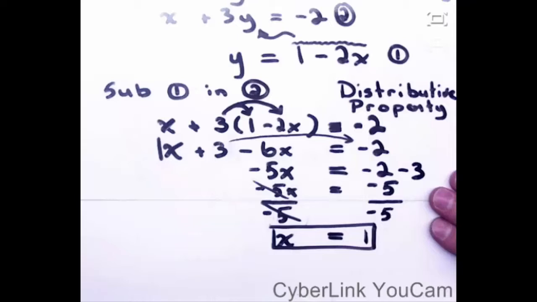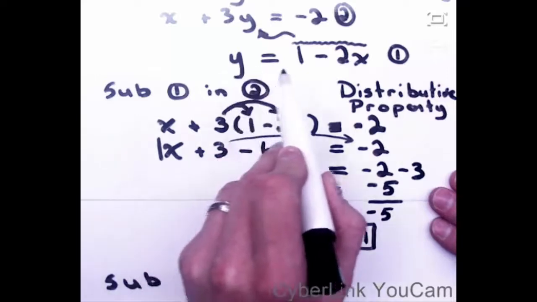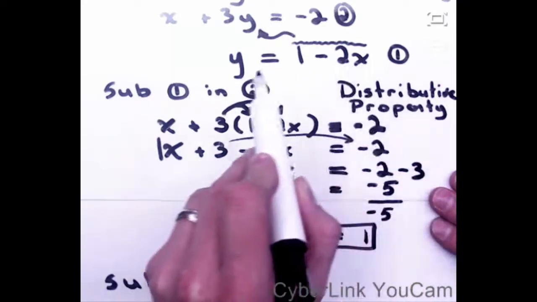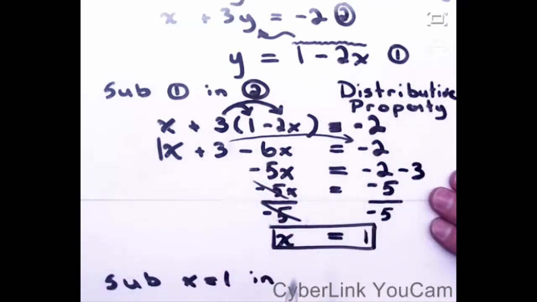When you do substitution, the goal is to find the x value and the y value. All right. So you need a second substitution. You're going to sub x equals 1, which was one answer, and you'll put it into the equation that has the y by itself. And that makes your life easier, which happens to be this one here. Y equals 1 minus 2x was our first equation. So you'll sub it in number 1.